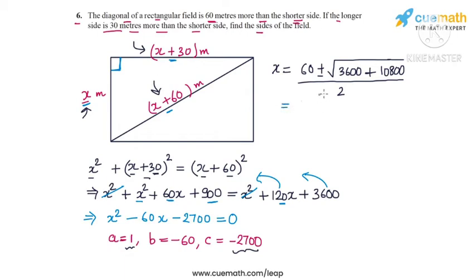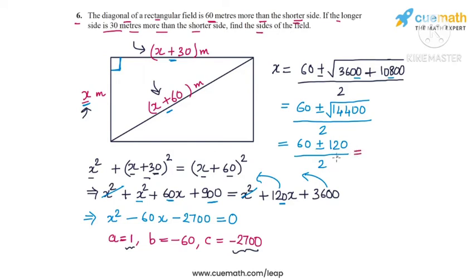Now all we need to do is find the numerical value of this expression. So we get 60 plus minus root of 3600 plus 10,800, which is 14,400, and you can see that this is actually a perfect square. If we take the square root, root of 14,400 will be 120, and we get 60 plus minus 120 by 2. So if I take the plus sign, I get 60 plus 120 by 2, so that's 180 by 2 or 90. And if I take the minus sign, I get 60 minus 120 by 2 or minus 60 by 2 or minus 30.